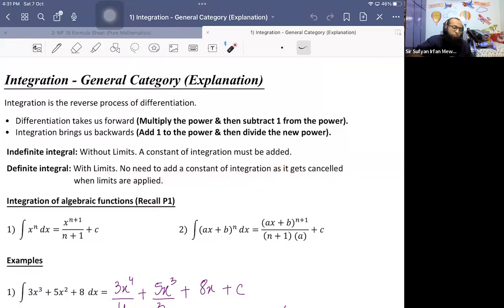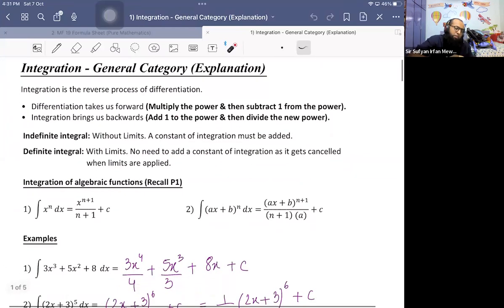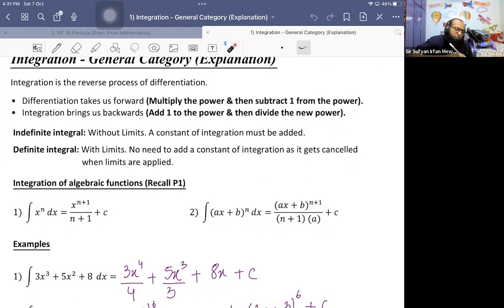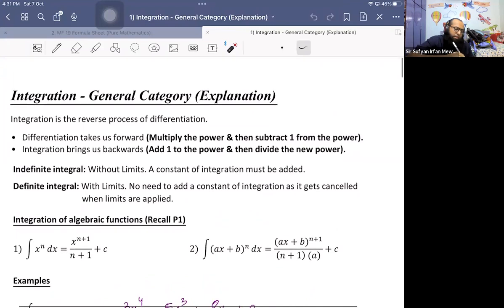So this is what we studied in AS. Two rules of integration that we followed in P1. The integration of x power n is x power n plus 1 upon n plus 1, plus c. What we have done? We have added 1 to the power and the new power is being divided. This is what is written over here. Normal algebraic expression: add 1 to the power and the new power is being divided, and because there are no limits, we have to take plus c.